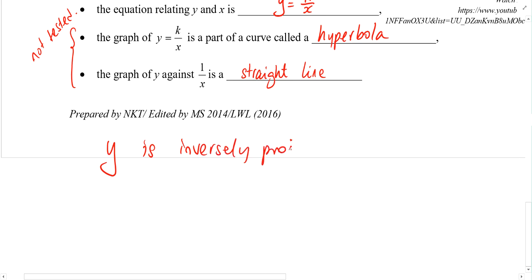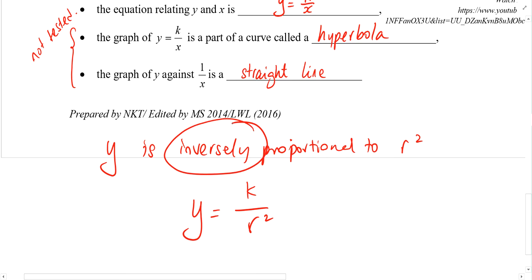So, inversely proportional: when I say y is inversely proportional to r squared, what will you write down as your equation? y equals k over r squared. Yeah, that's it. It's the same as our direct proportion, the way you write it down. It's just that this word inversely means it is k over. When it is direct, it is k times.